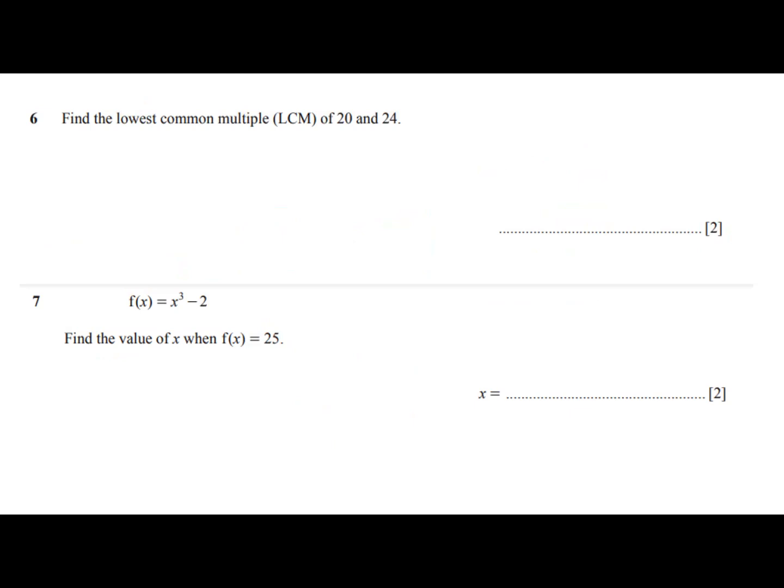So one way of doing this is just list out some multiples of 20. So 20, 40, 60, 80, 100, 120, 140. List some out. Then list out multiples of 24. So 24, 48, 72, 96, 120. That's going to be the lowest multiple that is common to both of those lists. So there is your answer, okay?